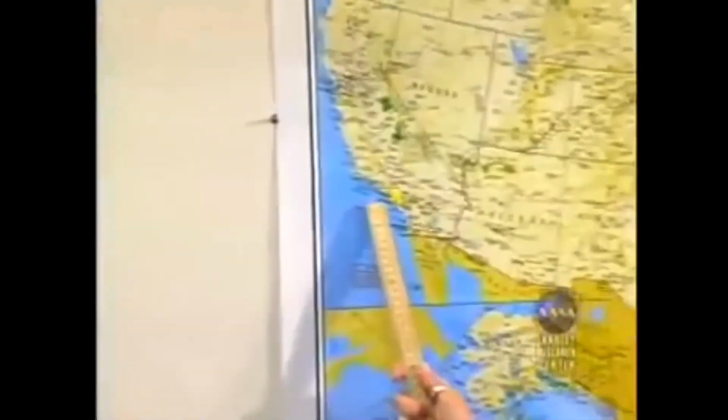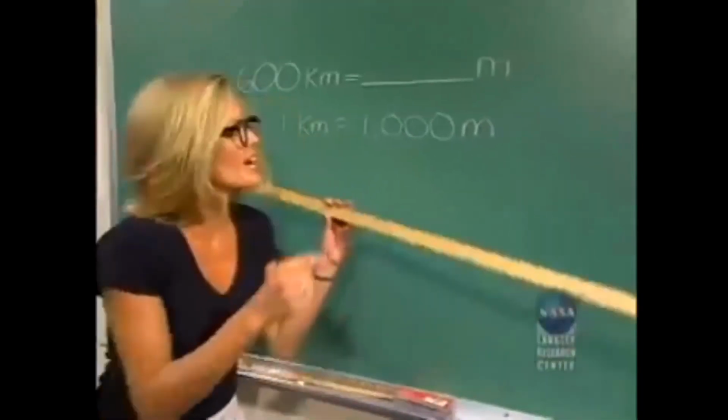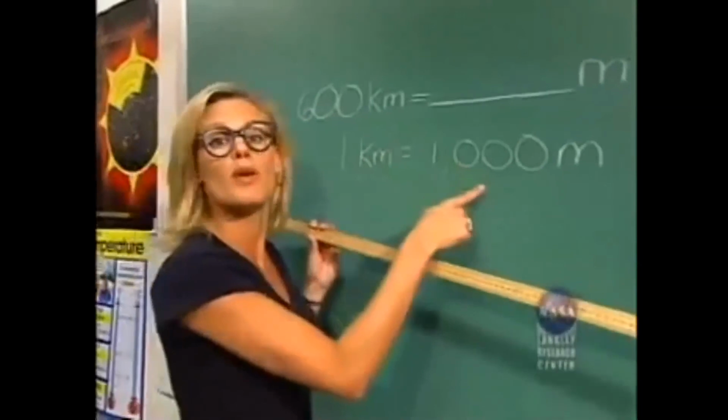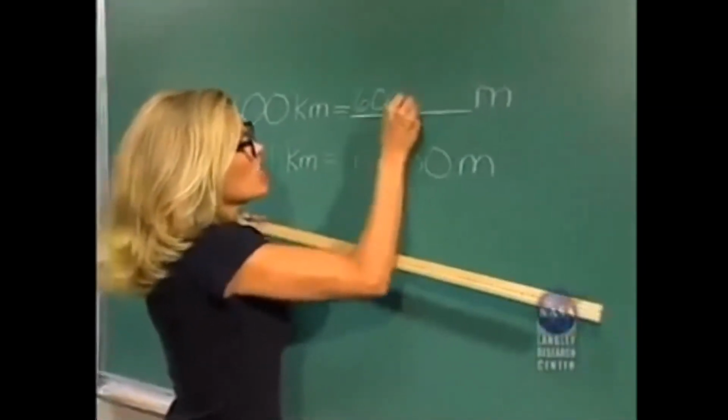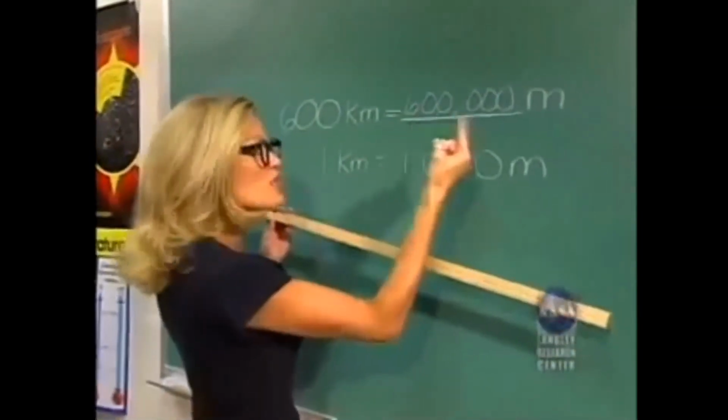Using the metric system, we can easily convert units with some mental math. For example, we know Los Angeles is approximately 600 kilometers from San Francisco. Now, if we want to know that same distance in meters, all we have to do is multiply by 1,000. Why? Because there are 1,000 meters in 1 kilometer. So you multiply 600 times 1,000 and you get 600,000 meters. 600 kilometers is the same as 600,000 meters. The Egyptians would have appreciated the meter stick. It's better than a pharaoh's arm.